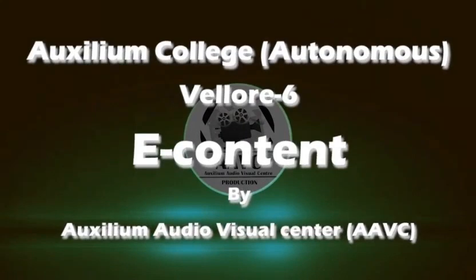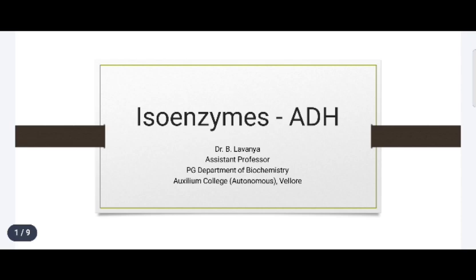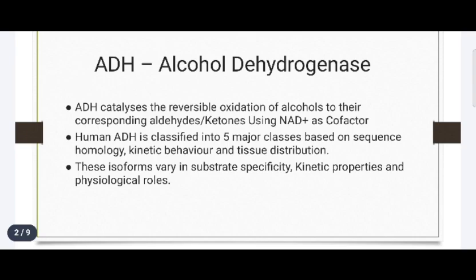Let's get into the contents. Alcohol dehydrogenase, shortly called ADH, catalyzes the reversible oxidation of alcohols to their corresponding aldehydes or ketones. They use NAD plus as their cofactor. Human ADH is classified into 5 major classes based on sequence homology, kinetic behavior, and tissue distribution. These isoforms vary in substrate specificity, kinetic property, and physiological roles.